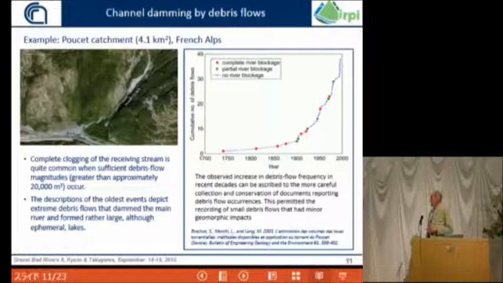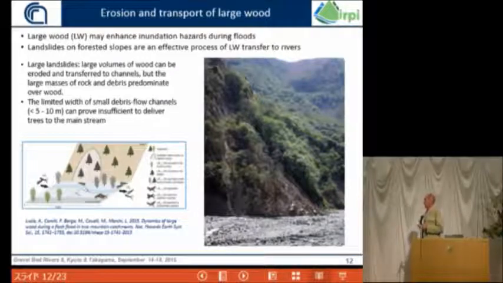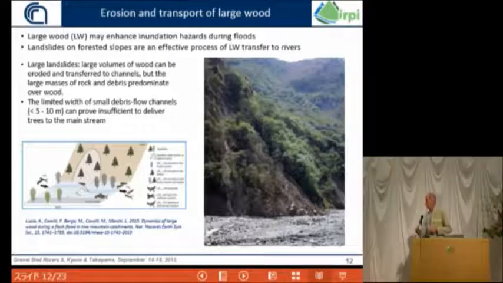One more process that deserves to be mentioned is the erosion and transport of large wood. I've taken this picture from this paper. The first two authors are also attending this meeting. There are some comments about this process. On large landslides, large volumes of wood can also be eroded and transported to the channel, but the role of large wood can be almost negligible, because large masses of rock and debris make the wood volumes almost negligible.